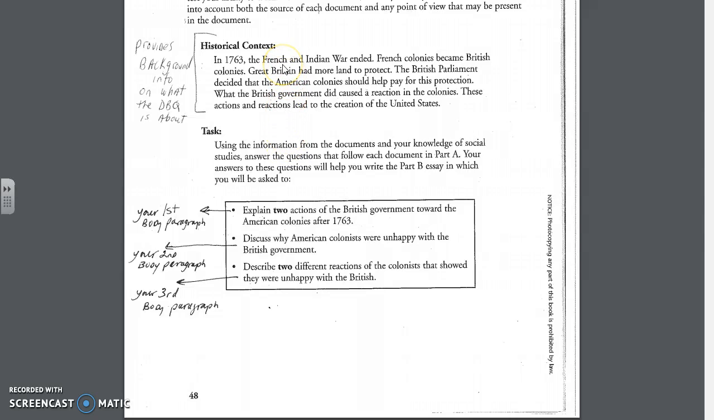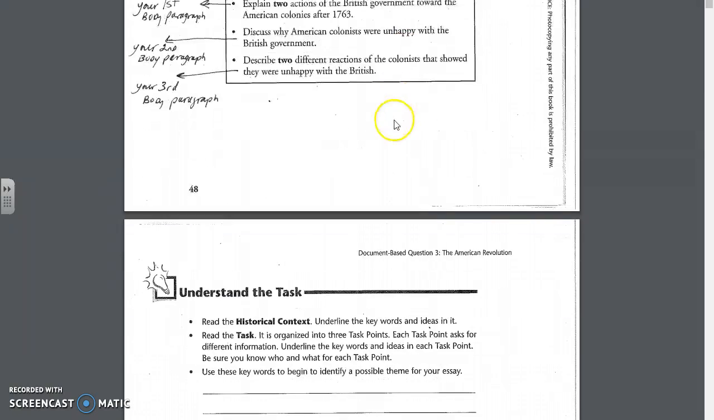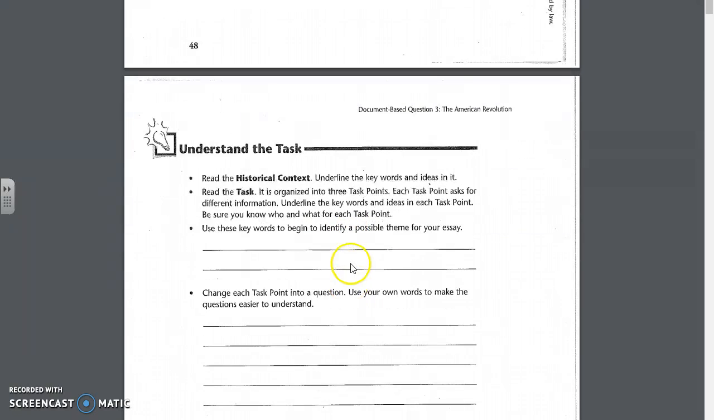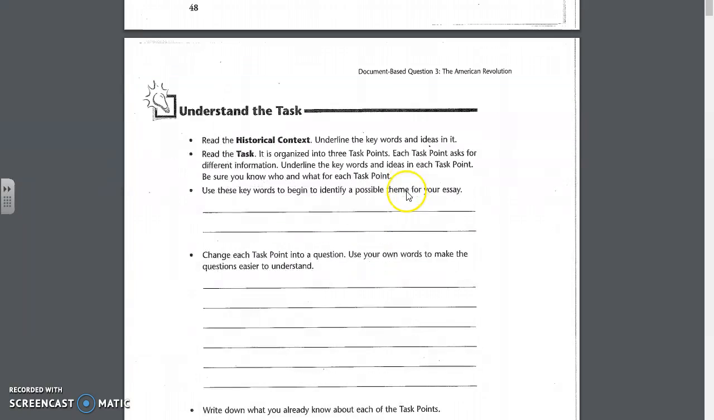Okay? French and Indian War might be a key word. The British Parliament decided might be a key word or phrase. The actions caused a reaction in the colonies. That would also be a key word and phrase. So I need you to underline keywords and ideas in the historical context.